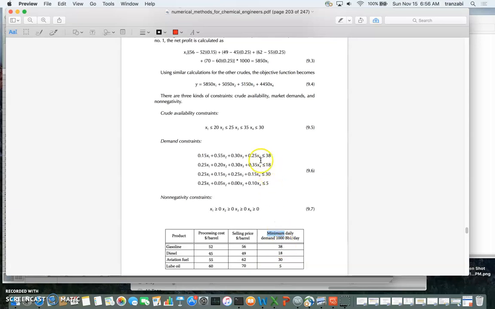So 15% of x1 is gasoline, 55% of product 2 is gasoline, 30% of product 3 is gasoline, and 25% of product 4 is also gasoline. Out of all the gasolines, this should be less than 38,000 barrels a day. So that's how we can get the first constraint. The second one, 25% of x1 is diesel fuel, 20% of x2 is, again, diesel fuel, 30% of x3 is diesel fuel, and 35% of x4 is diesel fuel.